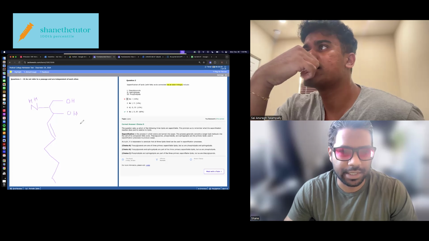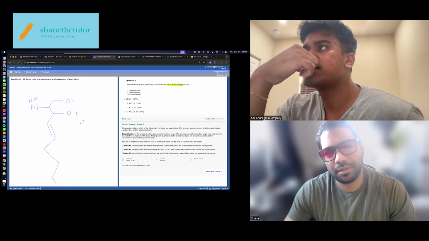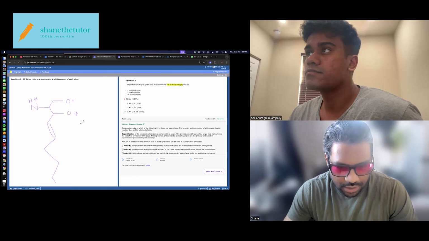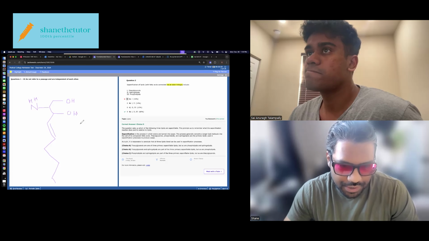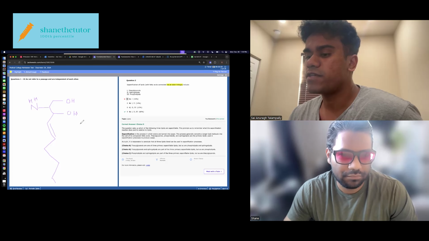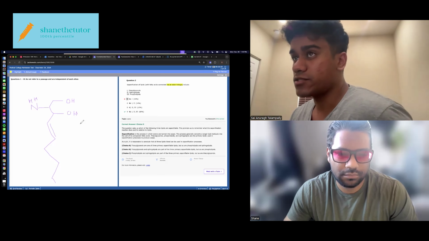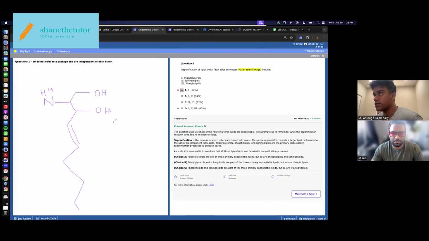Okay, let's see. So let's talk. What's saponification? Saponification is using a strong base to break typically a triacylglycerol into fatty acid salts and the glycerol backbone, or whatever backbone it is. Typically it's a triacylglycerol. I see.